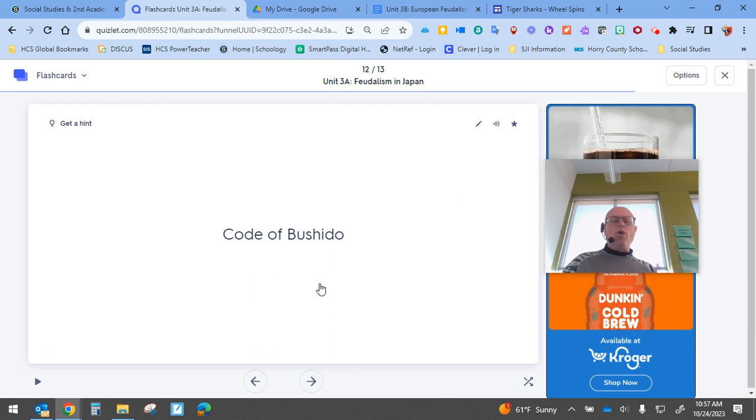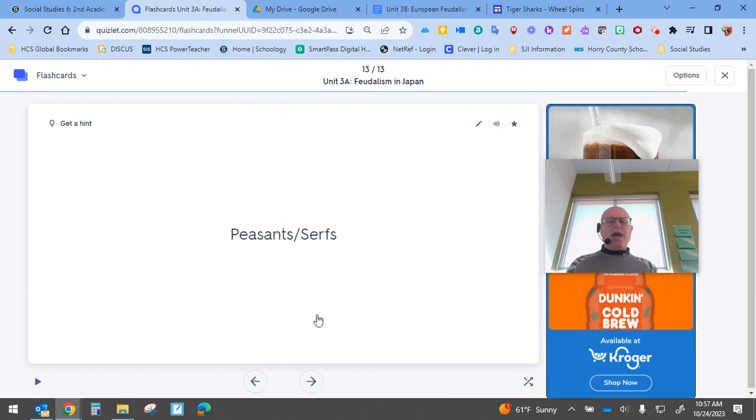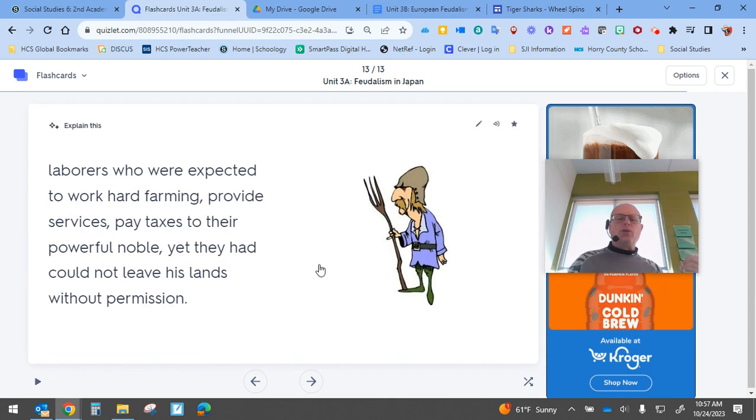Code of Bushido, or known as Bushido, was the code of conduct samurai lived by: loyalty to their daimyo, bravery, and honor. And finally, we had peasants and serfs at the bottom of their social hierarchy diagram. They were given land by the daimyo. They worked the land of the daimyo and in return the daimyo would protect them.